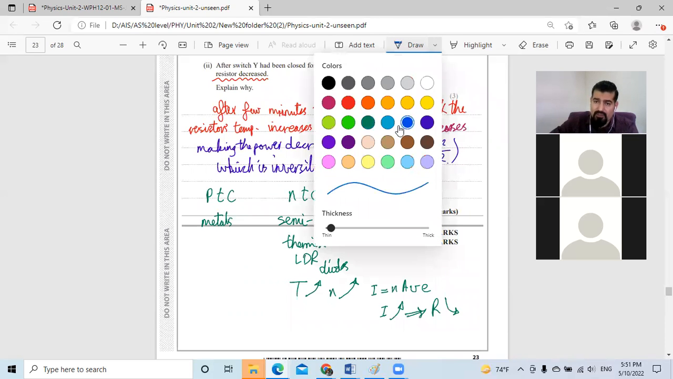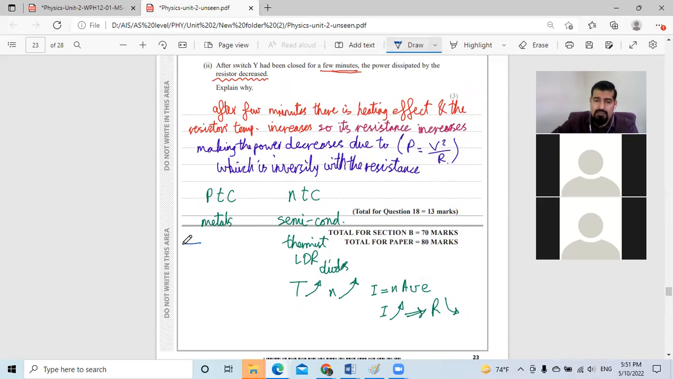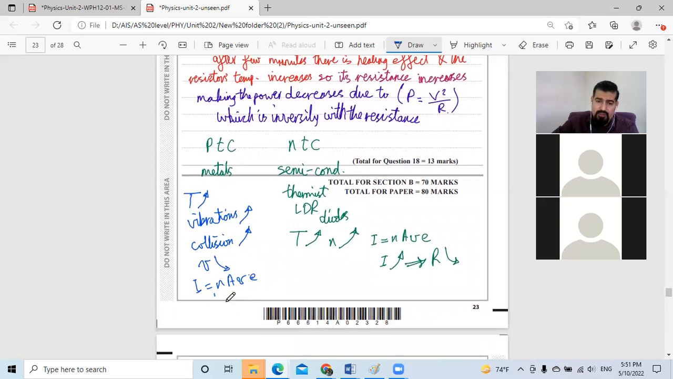But for positive temperature coefficient, like metals, as the temperature increases, the vibrations of the lattice ions will increase. That means the collisions will increase. So the drift velocity will decrease, and due to the formula I = nAvq, the current will decrease. So it seems that the resistance increases. Did you realize the difference? Yes, I get it now. I didn't know this before. Thank you so much. You are welcome.